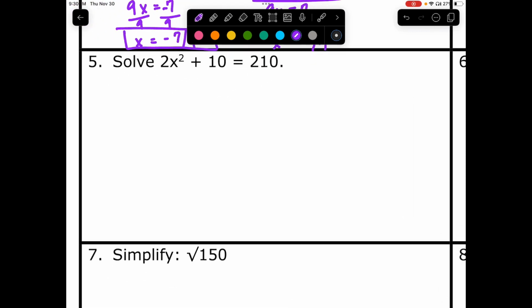Number 5. All right, we got choices, you know what I'm saying? So this is what I'm going to choose to do. I'm going to take away 10 from both sides. We got to solve this. You could use the quadratic formula if you want to. I'm not, but you could.